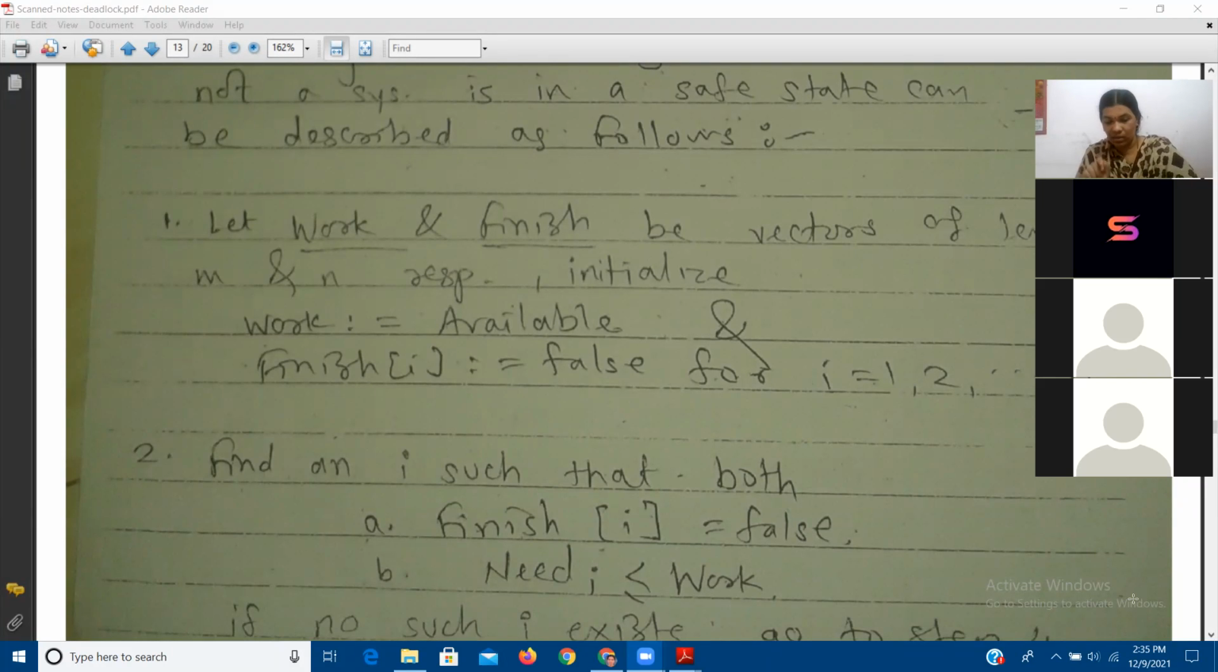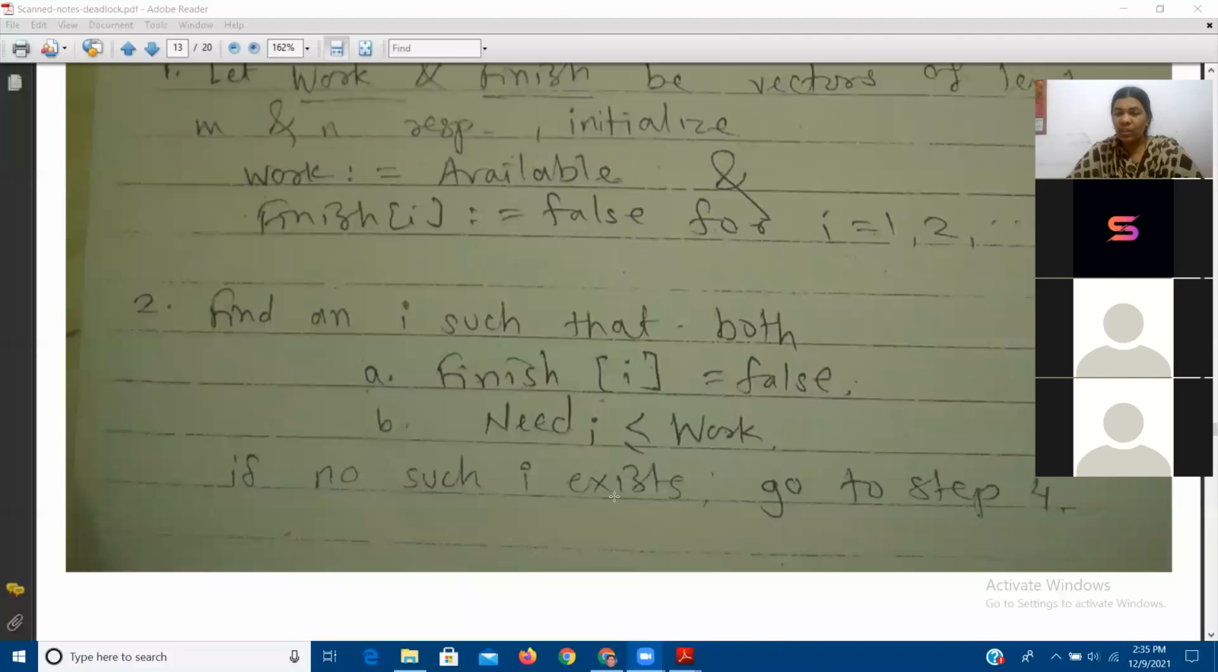Its need of I is less than work. Okay, so what is work? Work is nothing but available. So whatever need is there, need should be less than or equal to available, right? Then only you have to choose the process, otherwise you have to leave that process. Okay, so if no such I exists, go to step 4.